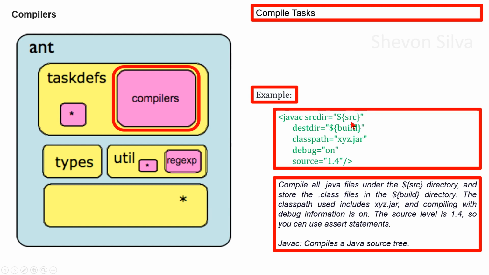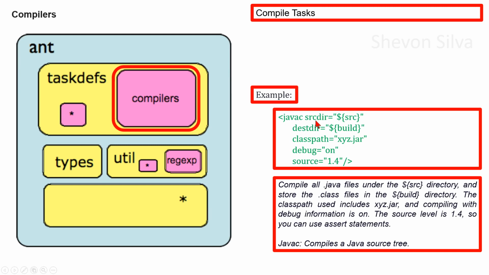the directory implied by src here, and store the .class files in the directory implied by build here, and the class path used includes xyz.jar, and compiling with debug information is on. The source level is 1.4, so you can use assert statements here. Here the javac compiler compiles a Java source tree.